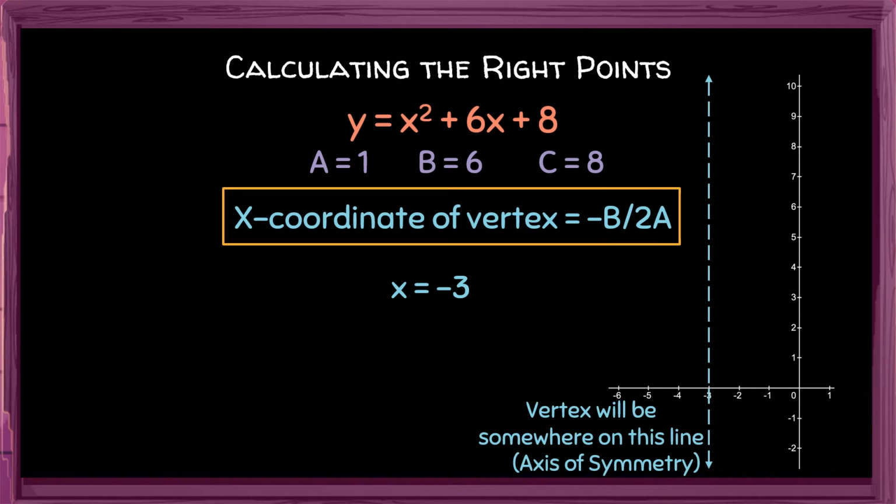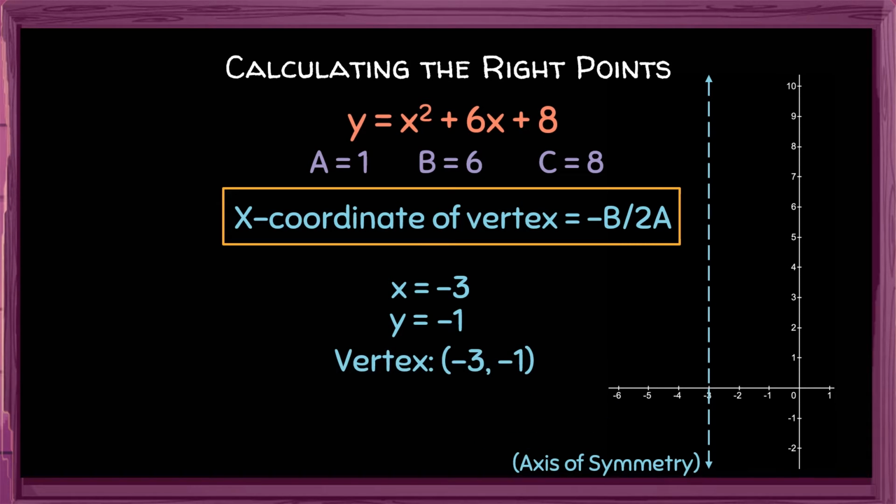Therefore, we can plug in -3 for x in our equation, and this will tell us what number y is when x is -3. When I do that, I get y equals -3 squared plus 6 times -3 plus 8. That simplifies to y equals 9 minus 18 plus 8, so y equals -1. Well done, Wendigo. So now we have the x-coordinate and y-coordinate of our vertex, which means we're ready to graph it. Our vertex is at the point -3, -1.